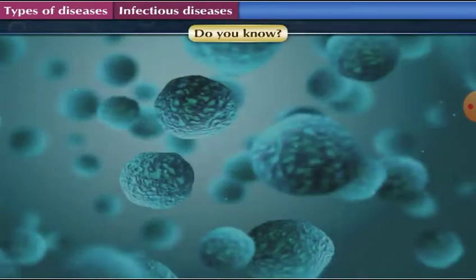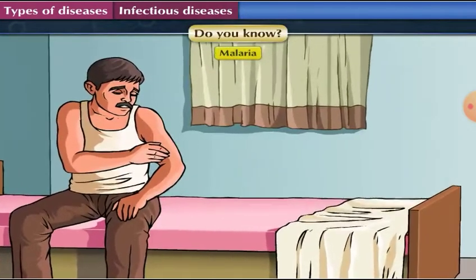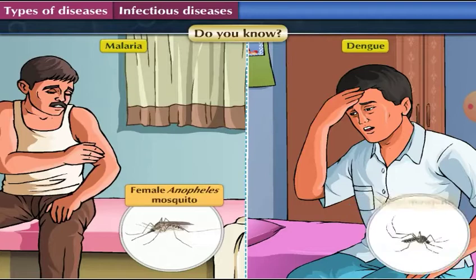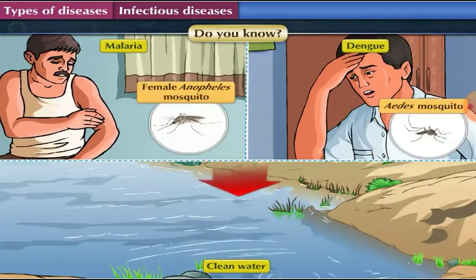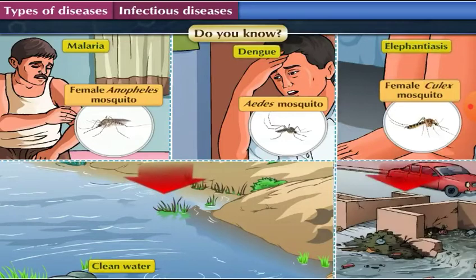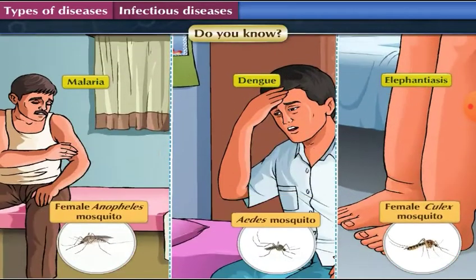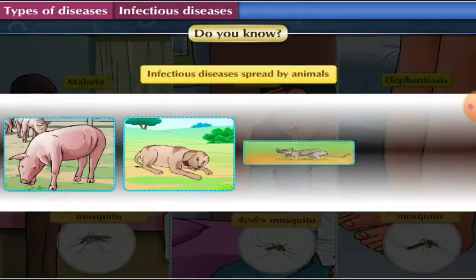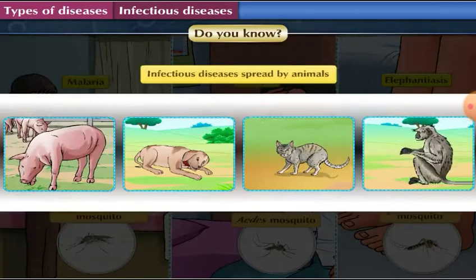Do you know? Malaria is caused by the bite of an infected female Anopheles mosquito, while dengue is caused by the bite of an infected Aedes mosquito. Both types of mosquitoes grow in clean water, but the infected female Culex mosquito, which spreads elephantiasis, grows in dirty sewage water. After the study of infectious diseases spread by mosquitoes, let us now study infectious diseases which are spread by animals like pig, dog, cat, monkey, etc.